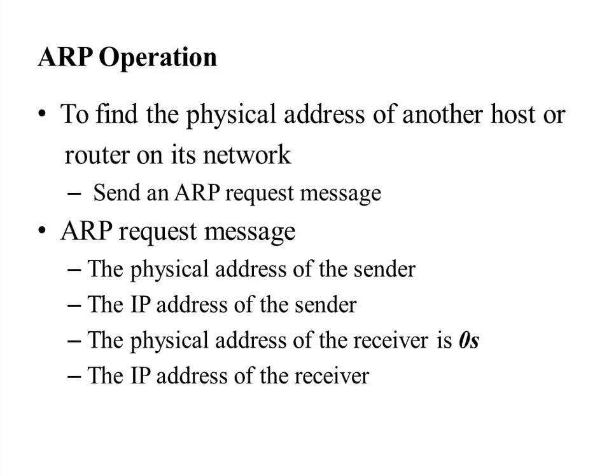What does the request message consist of? The request message consists of the physical address of the sender and the IP address of the sender, that means both addresses of the sender, the physical address of the receiver, which is not known, so all zeros are put there, and the IP address of the receiver, which is known, so you put the IP address.